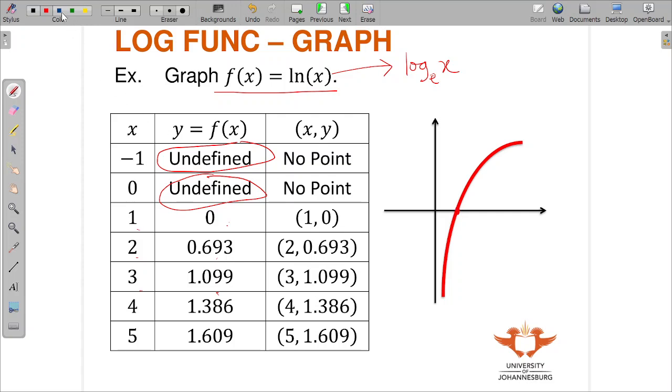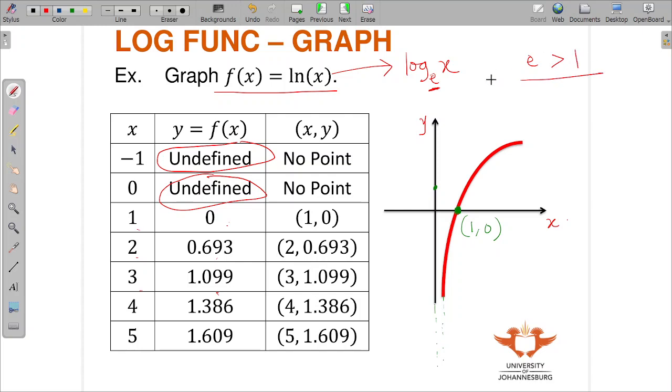And in plotting the points, you will discover that we have the x-intercept, which is (1, 0). In exponential function, we have the y-intercept, which is (0, 1). But in logarithm function, we have the x-intercept, which is (1, 0). Please take note of that. So this graph goes like that, but it will never touch the y-axis. This is our y, and this is our x.